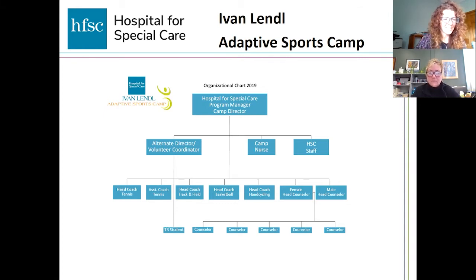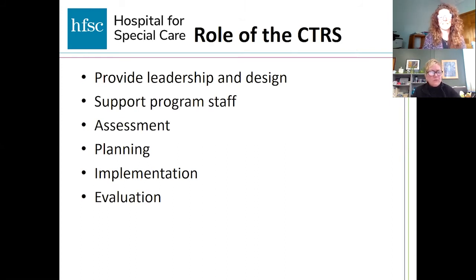Okay, so let's talk for a minute about why CTRSs? What's the role of the CTRS? Well, as we know, are we not the best at providing leadership, program design, the ability to have in our back pocket, not just program design of what was intended, but always a plan B, a plan C, in case the heavens opened up and we need to make change.